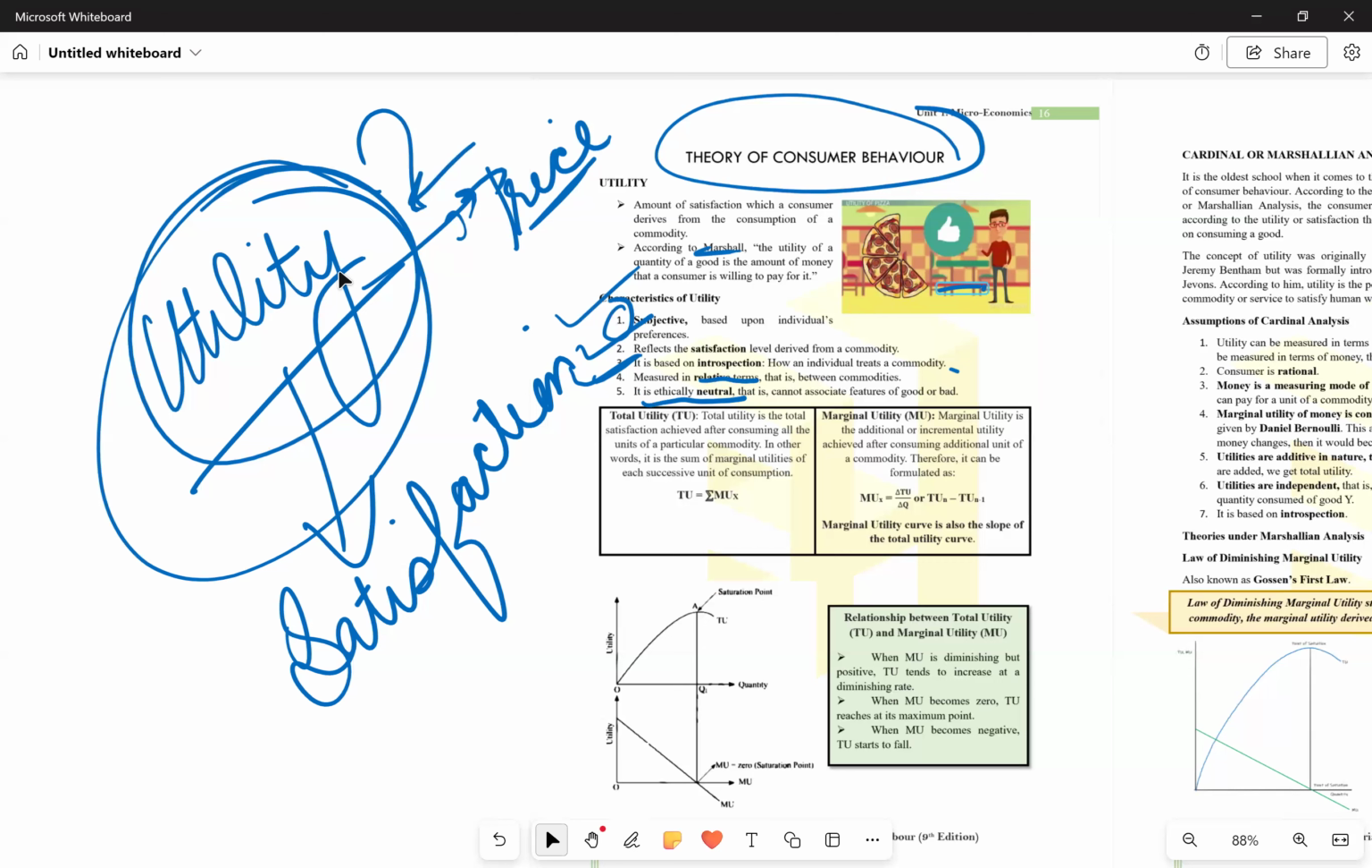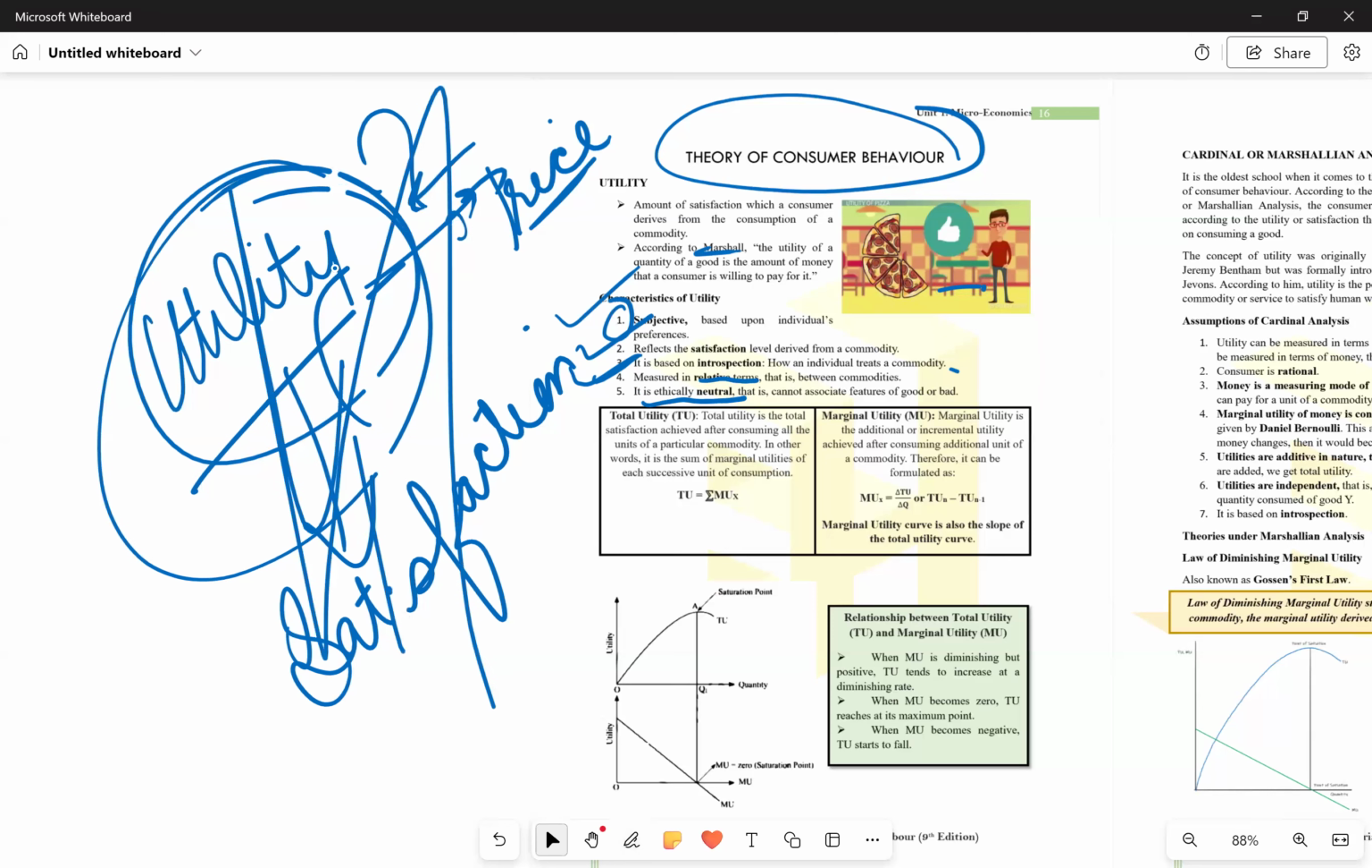Another thing we have to determine is the important terms related to the utility aspect. So, for example, we have total utility. Total utility is the amount of utility a person will get from consuming a commodity.